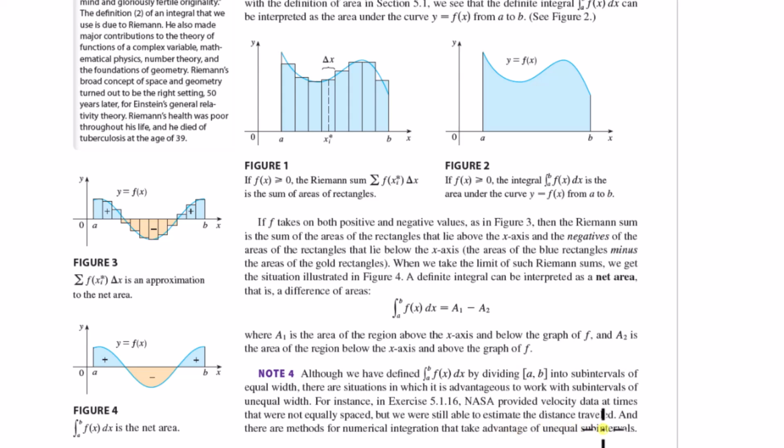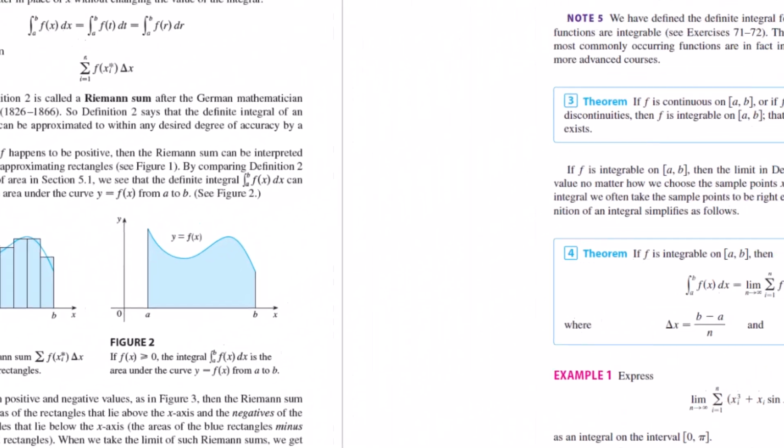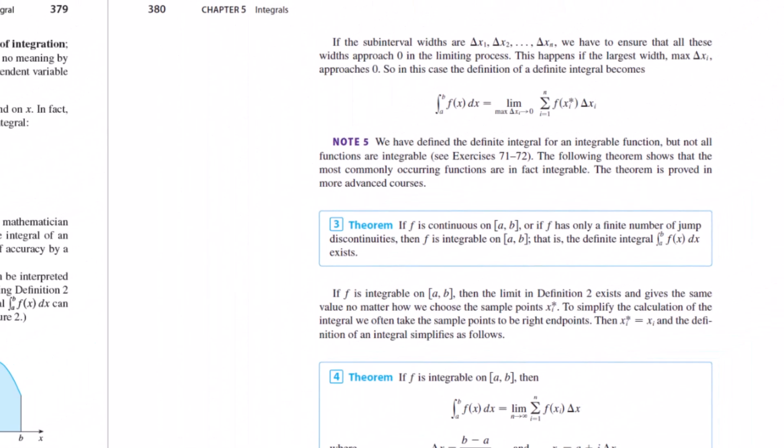Numerical integration is when you're kind of doing a Riemann sum, an approximate integration. And they're saying that there are methods for numerical integration that take advantage of unequal subintervals. If the subinterval widths are delta x1, delta x2, up to delta xn, we have to ensure that all these widths approach 0 in the limiting process. This happens if the largest width, max delta xi, approaches 0. So in this case, the definition of a definite integral becomes the limit as the max delta xi approaches 0.